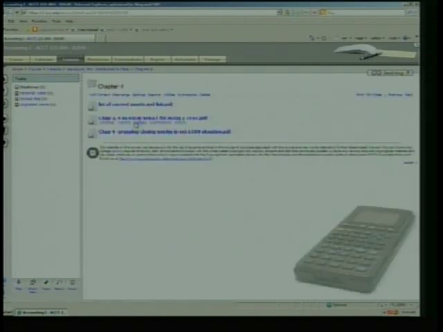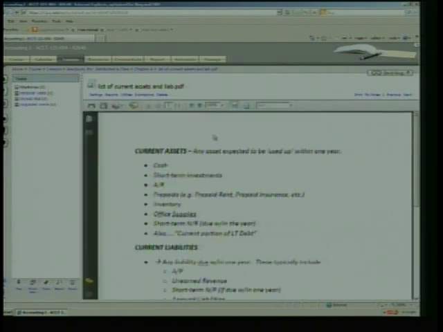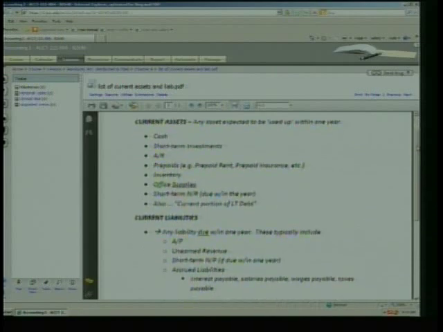Okay. I have a list of current assets and liabilities for you. I also have a chapter 3 and 4 review sheet for the test. We're going to be talking about that a little later. And then we're going to have something we're going to work on here in class. But let's go ahead and just open that up, because this is something I want you to know for the test. Okay? Something I want you to know for the test. And take a look at that.